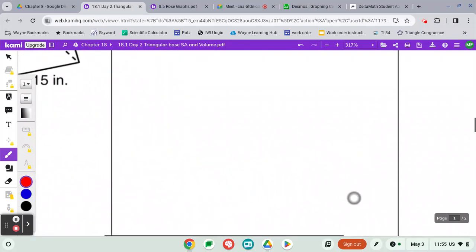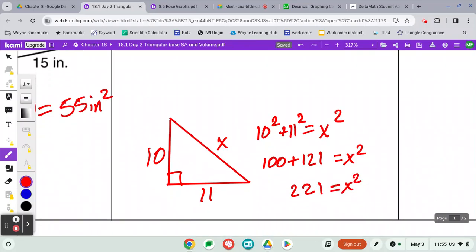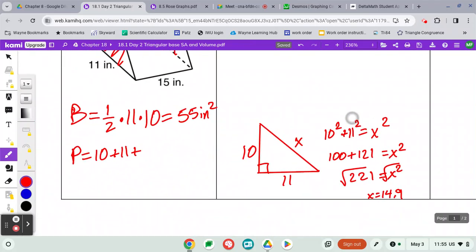Okay. 10 squared is 100. 11 squared is 121. Now, unfortunately on this one, when we take the square root of 221, it is not a perfect square, right? What is the square root of 221? 14.8 something, but we'll round to 14.9 is fine. If you use 14.86, that's fine. Your answer will be a tiny bit different than mine, but 14.9 is fine. Okay, so we put that here for our perimeter. What do we get then for our perimeter?